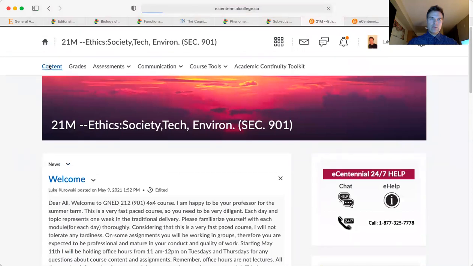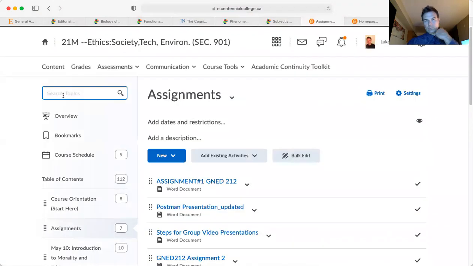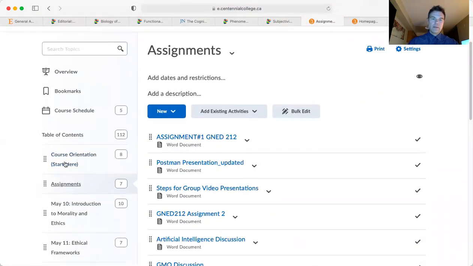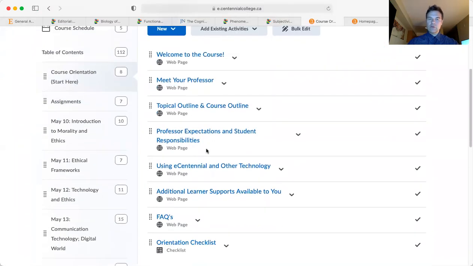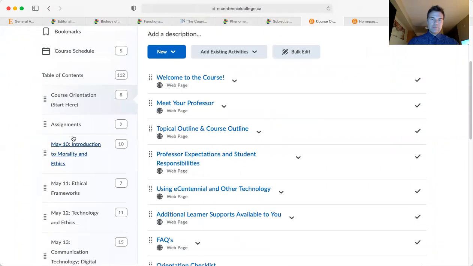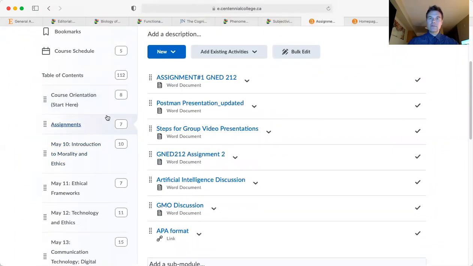Okay, let's go to content and the various modules in the course. So here, course orientation, go over this information. There are various pieces that are important for you to go over. Now, under that, you have assignments. Here you have the instructions for assignments that are due in this course.